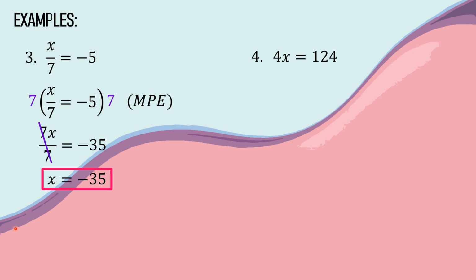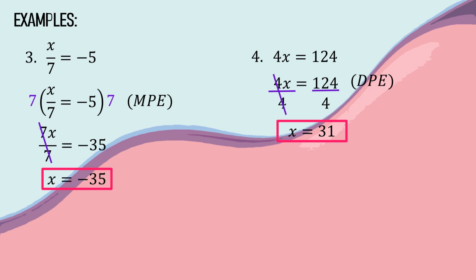Fourth example, 4x equals 124. So, kapag ganito ang given, kailangan nating makancel yung 4 na nasa left side ng variable x. So, paano ba natin yun ika-cancel? We have to apply the DPE or division property of equality. So, dito natin i-apply yung dividing both sides of the equation doon sa numerical coefficient ng x para makancel natin yung 4. So, let us divide both sides by 4 and then cancel. And then, i-divide natin ang 124 sa 4. Therefore, the value of x is 31.